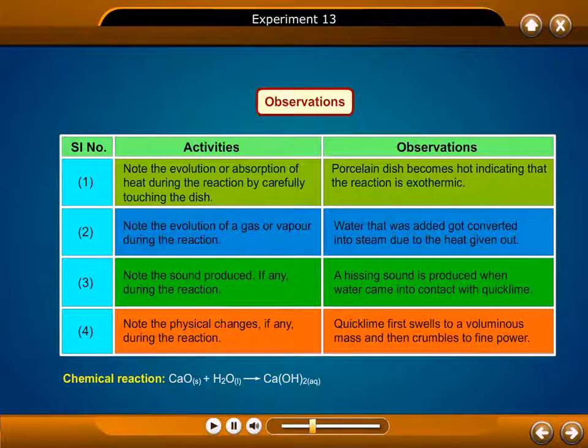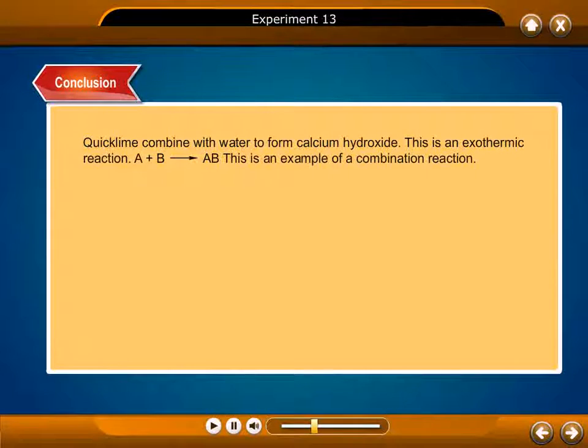Chemical reaction: CaO(s) plus H2O(l) gives Ca(OH)2(aq). Conclusion: quicklime combines with water to form calcium hydroxide. This is an exothermic reaction. A plus B gives AB. This is an example of a combination reaction.